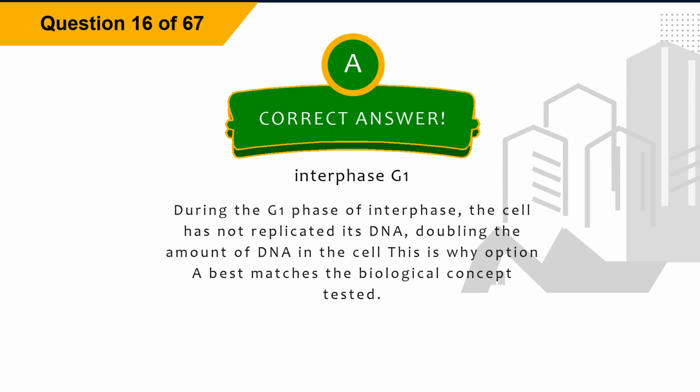The correct answer is option A, interphase G1. Explanation. During the G1 phase of interphase, the cell has not yet replicated its DNA, doubling the amount of DNA in the cell. This is why option A best matches the biological concept tested.